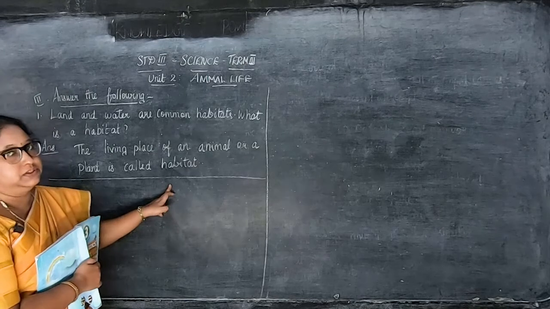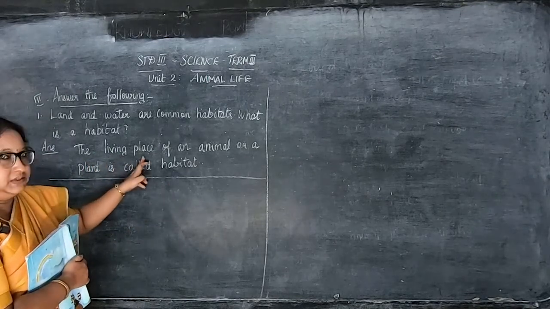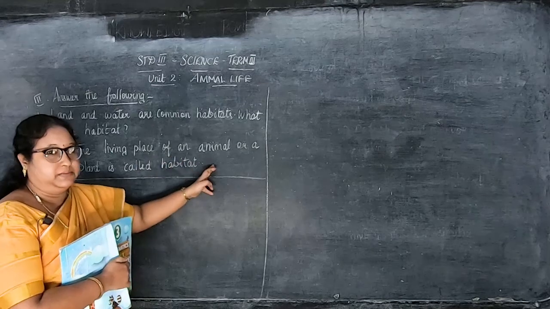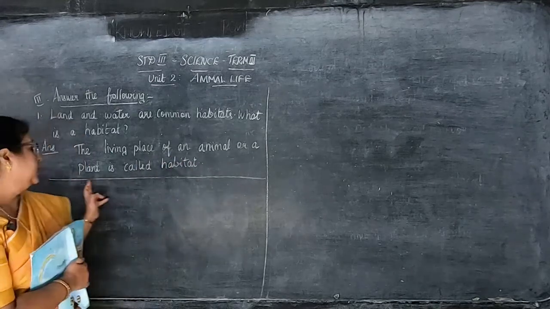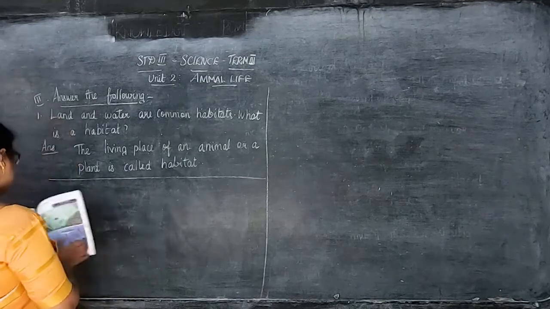So you can read along with me, children, so it will be easy for you all to learn. The living place of an animal or a plant is called habitat. Now next question.